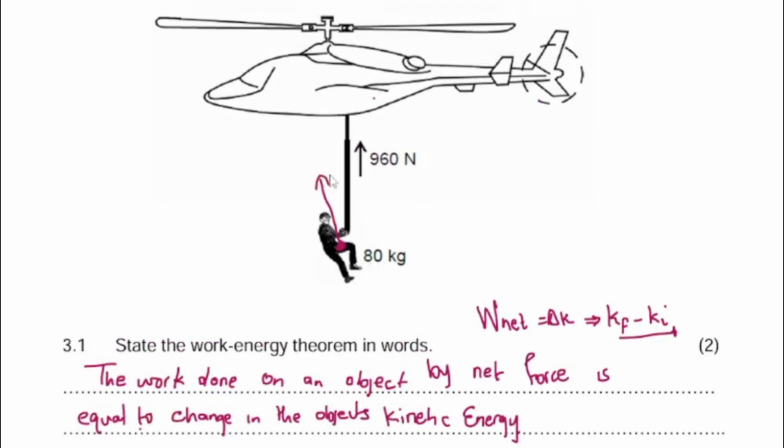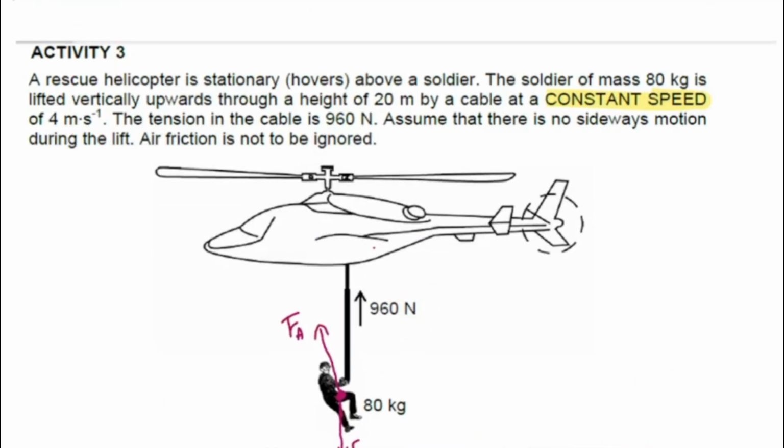So let's indicate the 3 forces acting on the soldier. We have a force acting up, which is the force of tension, or we can say the applied force. Let's rather say the applied force. So this is F applied, which is 960 newtons. Then there is FG, the weight, acting downwards. So far I only have 2 forces. Where is the other force? Let's go and ask the statement. The other force has to do with friction. The friction is not ignored.